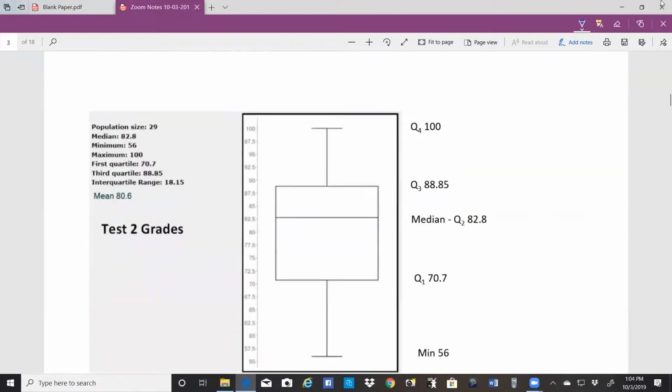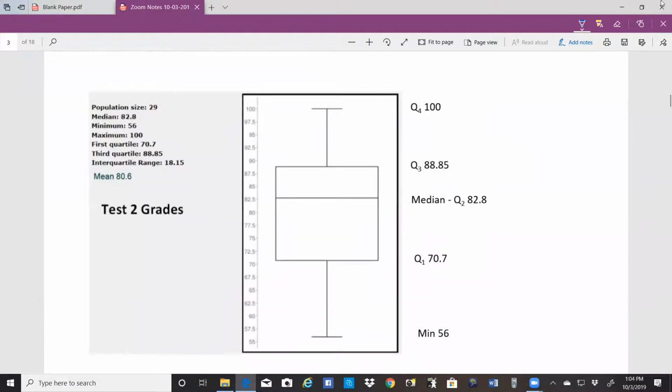Now, test 2 results. This is a box plot. The grades went all the way from 56 to 100. The median was 82.8. The mean was 80.6. Basically, about 25% were below about 70.